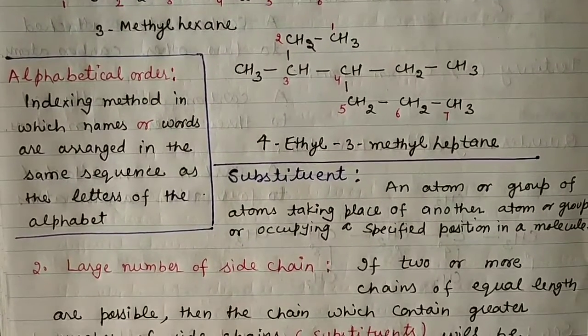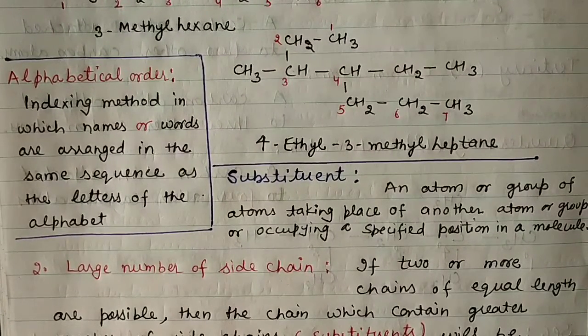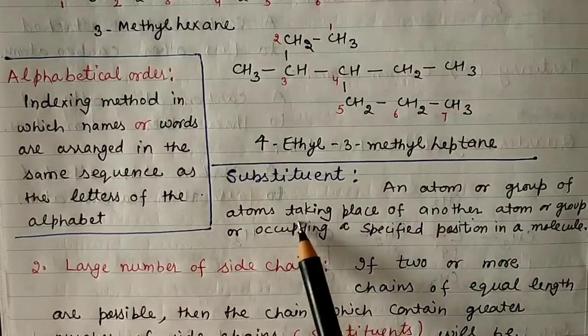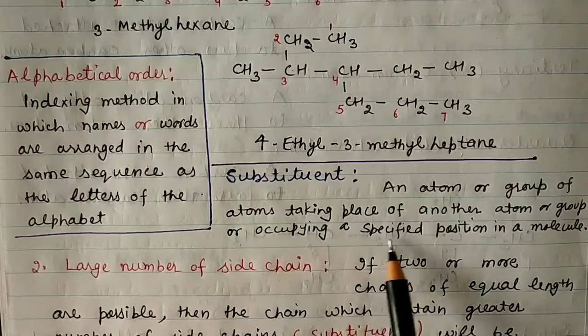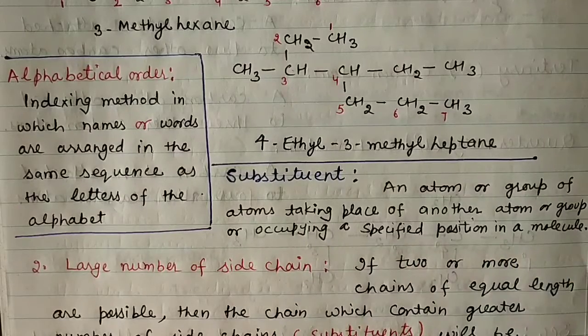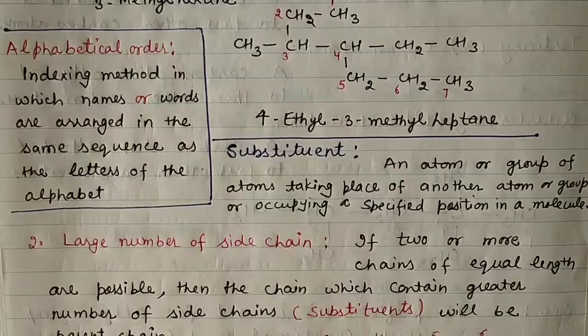Now what is the substituent? To whom will you call the substituent? An atom or group of atoms taking the place of another atom or group, or occupying a specified position in a molecule, that is called a substituent.